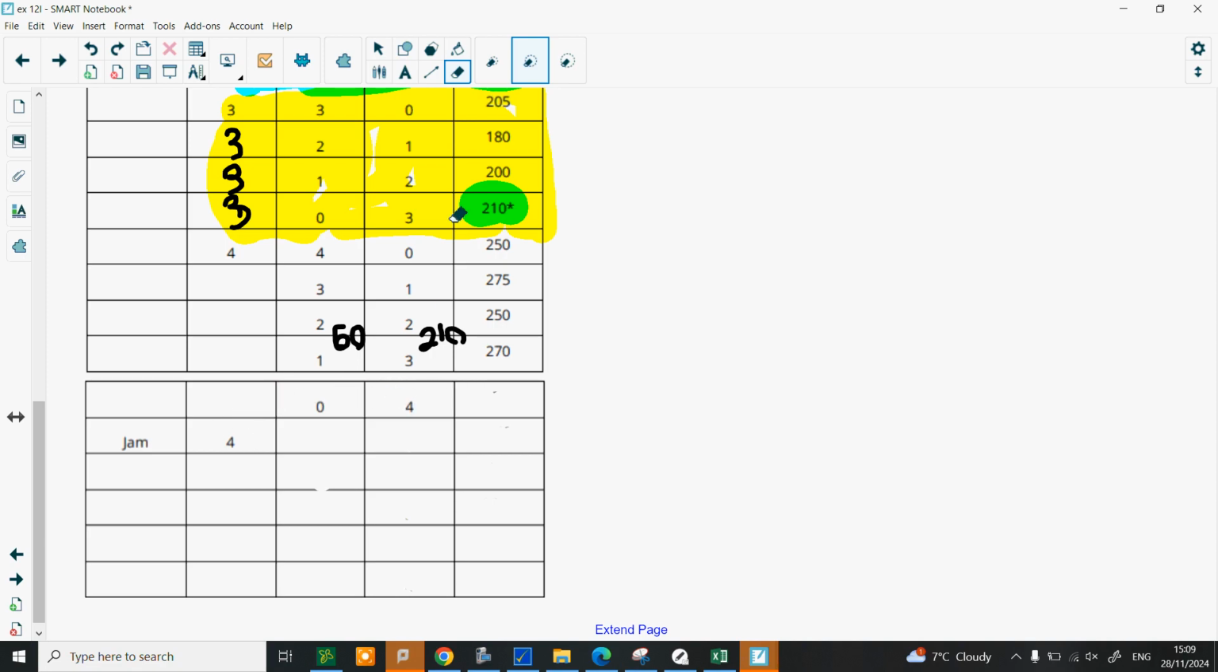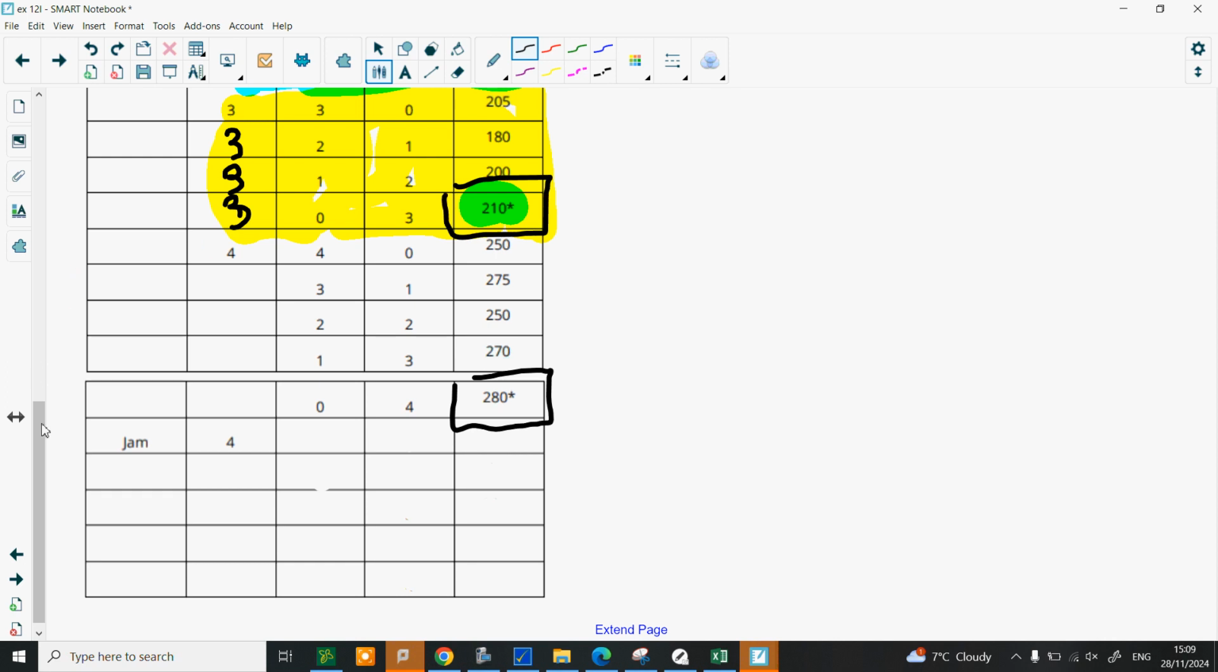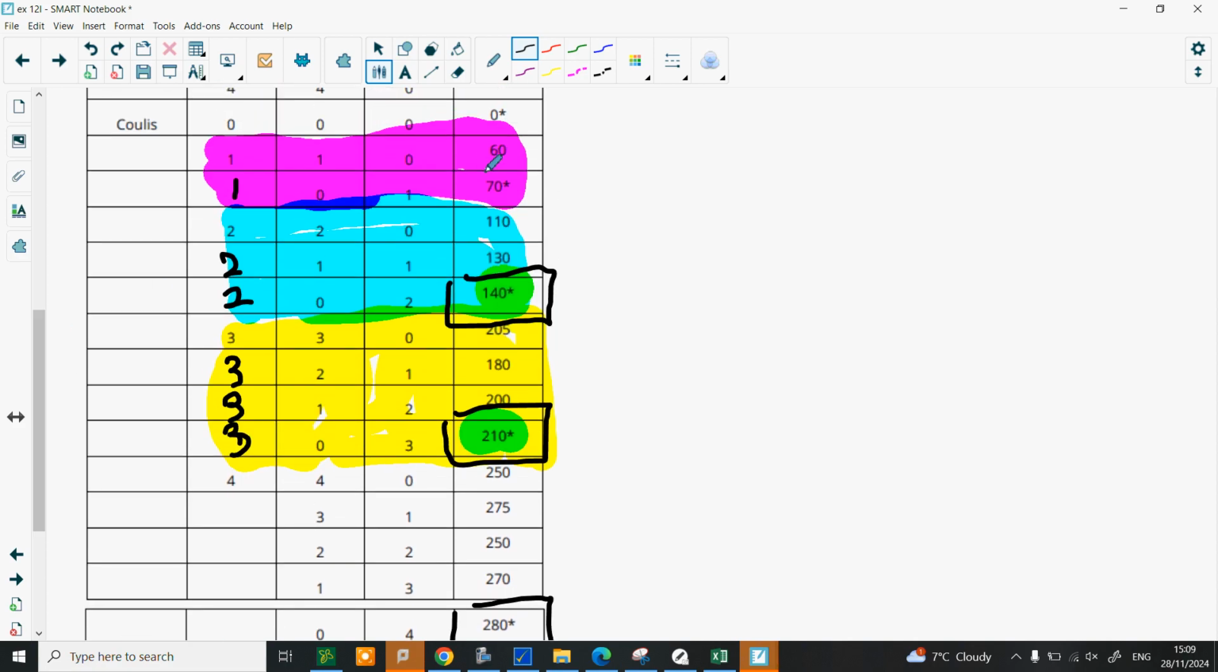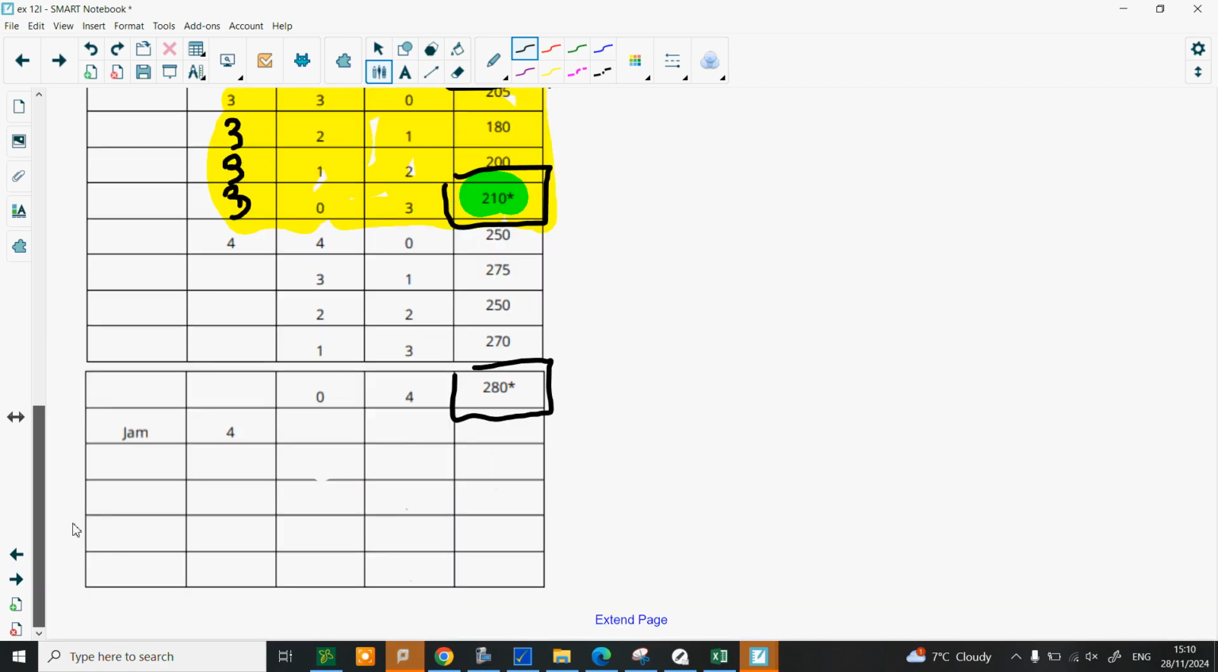Now we have one more of these. 0 Cullis and 4 raspberry ripple. How much is 4 raspberry ripple? 280. So making 4 Raspberry Ripple is the most expensive in that sector, isn't it? So we have the 4 Raspberry Ripple, the 210. I think it's profit. So, okay.